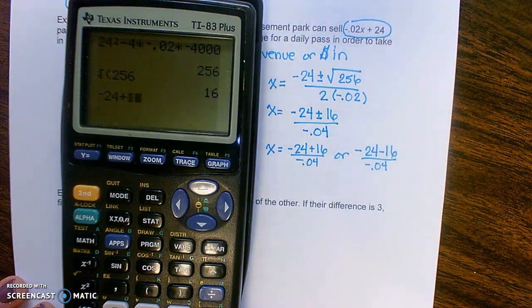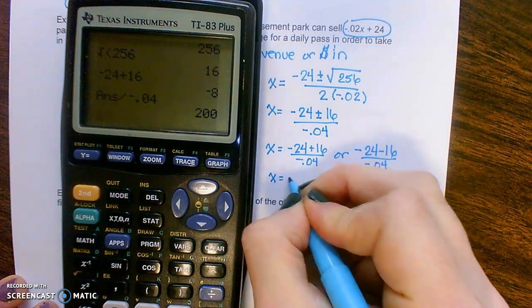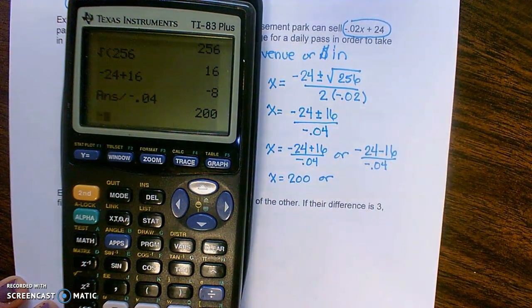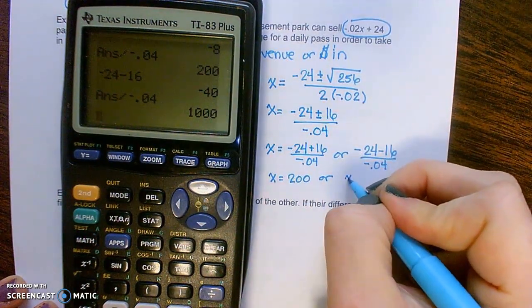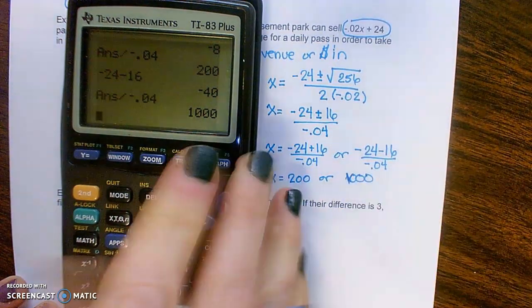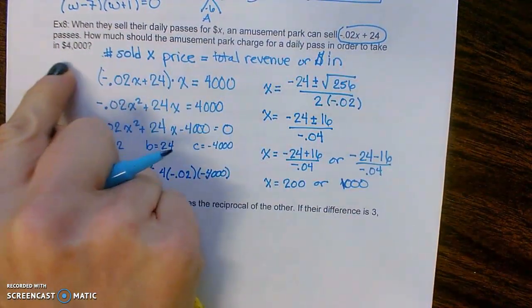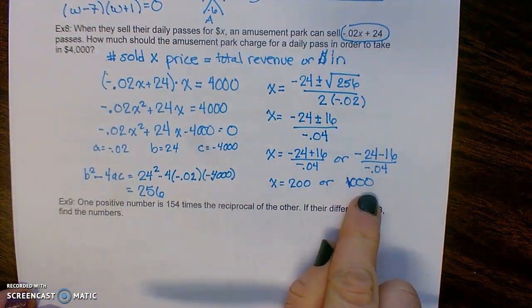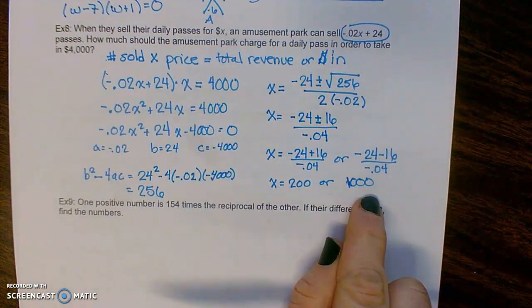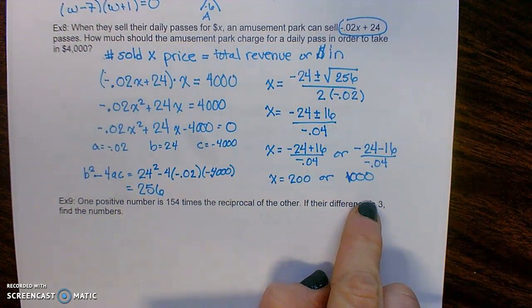Negative 24 plus 16 divided by negative 0.04 gives me 200, or negative 24 minus 16 divided by negative 0.04, which is 1,000. So how much should you charge for a daily pass in order to take in 4,000? You get two answers here, and they both technically make sense because they're both positive numbers. So you can either charge $200 or you can charge $1,000.